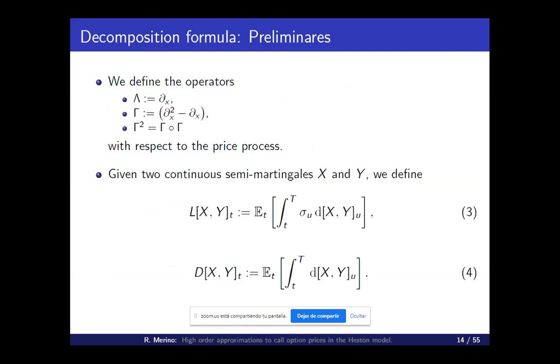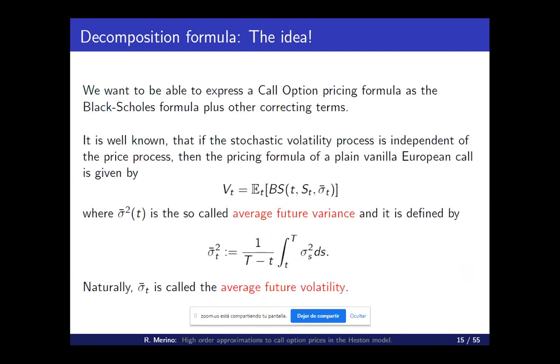And we're going to define the following continuous semimartingales, which have the same purpose, that is trying to simplify the decomposition a little bit in just some specific terms, because everything will be dependent on L and D, that are just conditional expectations that in the case of the Heston model, we're able to calculate explicitly. So it's quite nice in the Heston model.